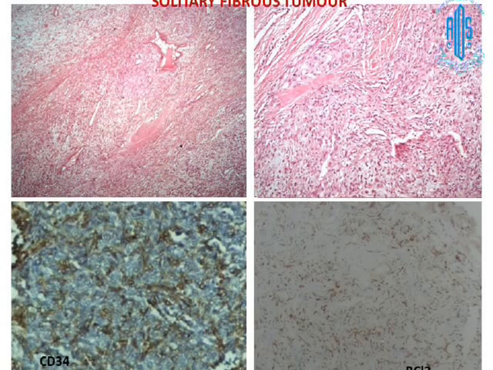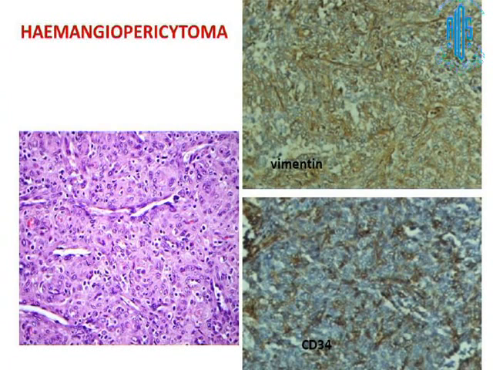Hemangiopericytomas and solitary fibrous tumors share the same spectrum morphologically as well as immunohistochemically. They are supposed to be very vascular. They have a staghorn type of vasculature. Again, positive for vimentin and CD34.